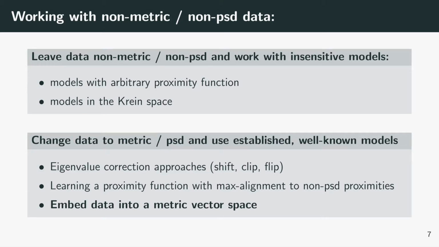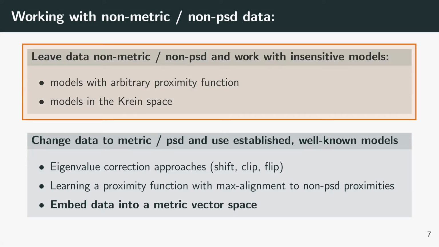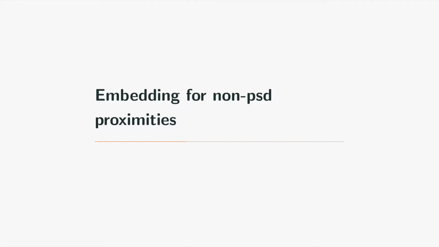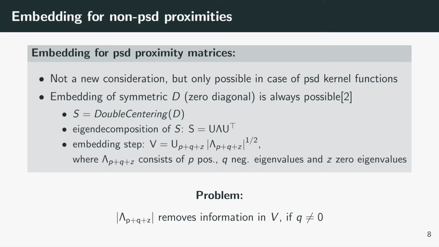In general, there are two different directions. At first, we leave the data unchanged and create insensitive models, like models in the Krein space. And the second way is to change the data to make them metric. And then, after the data is metric, we can use established, well-known models, like the support vector machine, for example. This is what we have done in our approach. We embedded data into a metric vector space. This is of course not a new idea and has been discussed quite often.